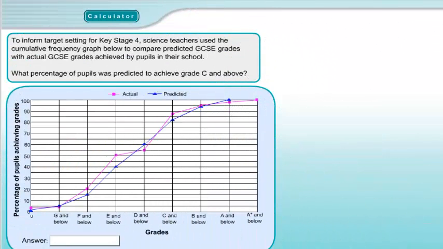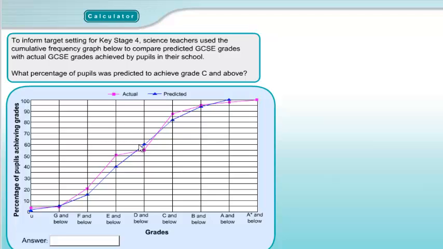Question 10 is a cumulative frequency question, and it's a special type of cumulative frequency where you've actually got grade boundaries on the horizontal axis, which does cause confusion, but let's have a look at it. We need to find out what percentage of pupils was predicted to achieve a C grade and above. The trick of this question is that they've given you grade boundaries and below. So what we actually need to do is to go down from the C grade to a D and below. We look at the blue line for predicted, so D and below was 60% of them.